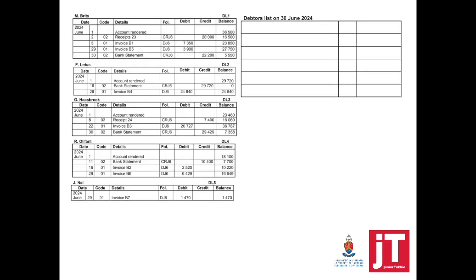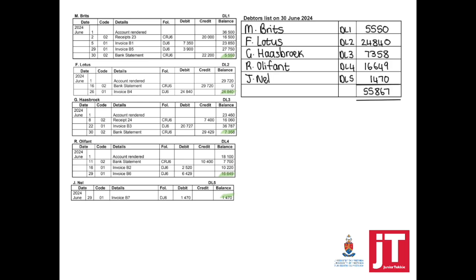Now, once we've done with the debtors ledger, we complete the debtors list by simply taking all the balances and writing it in your debtors list. So now we've got 5 debtors, whereas in the beginning of the month, we had only 4.